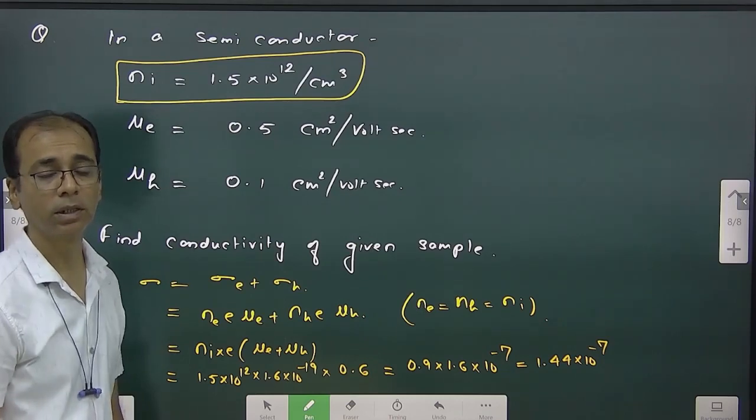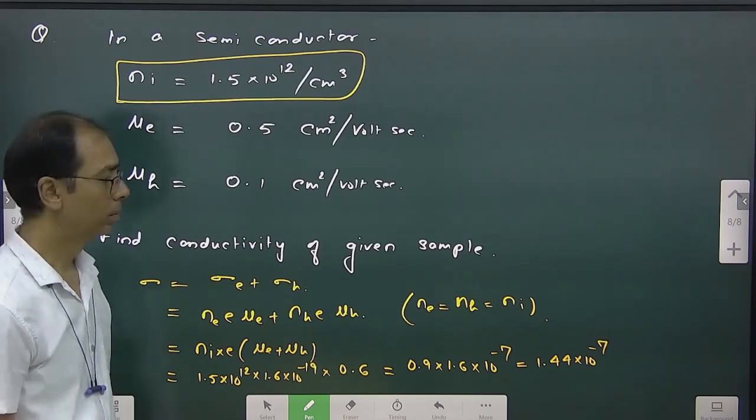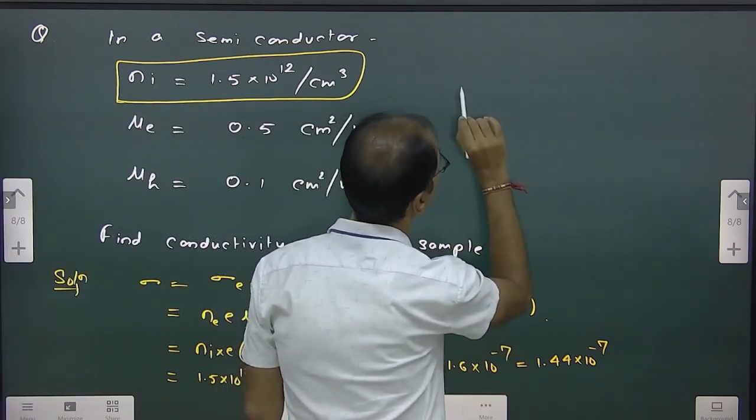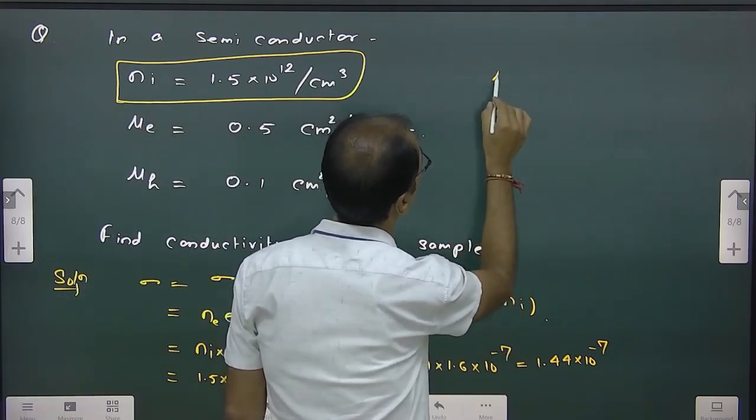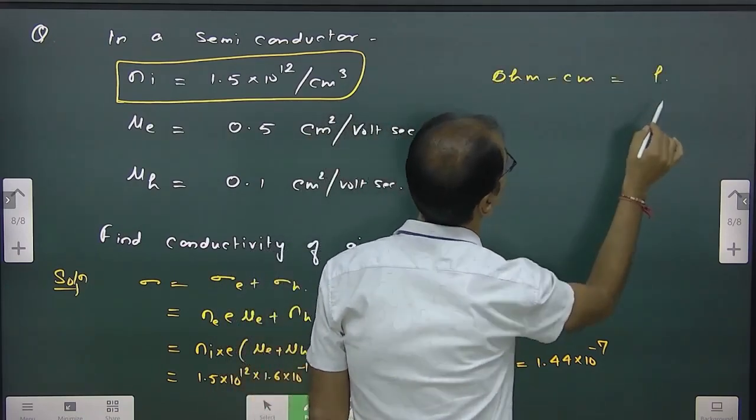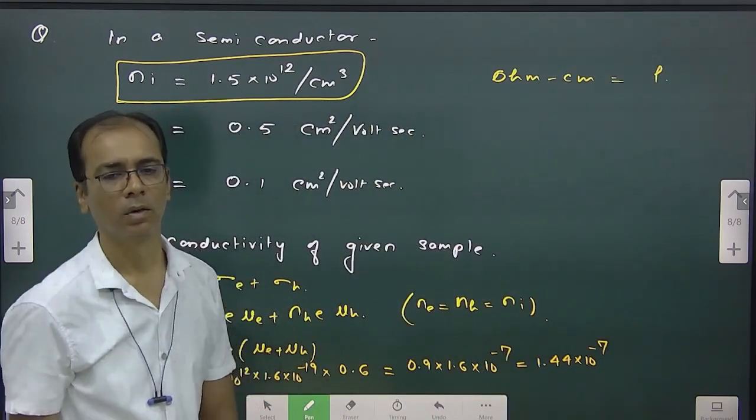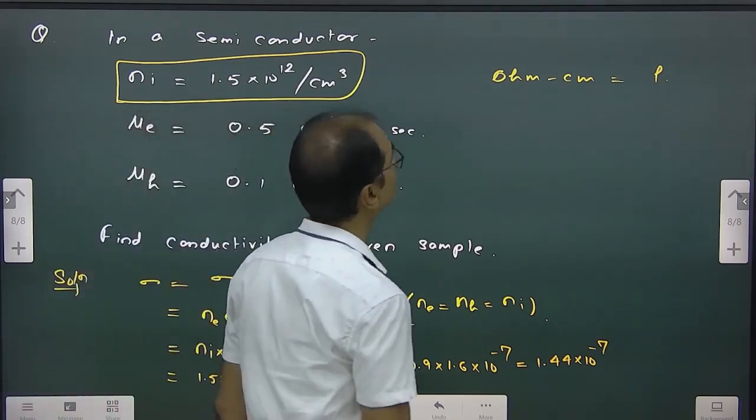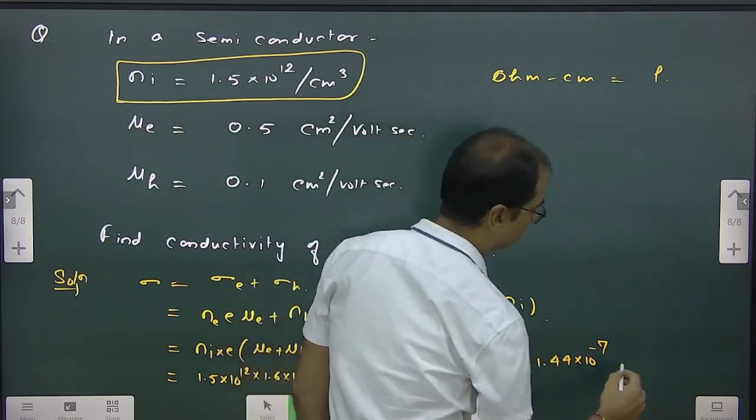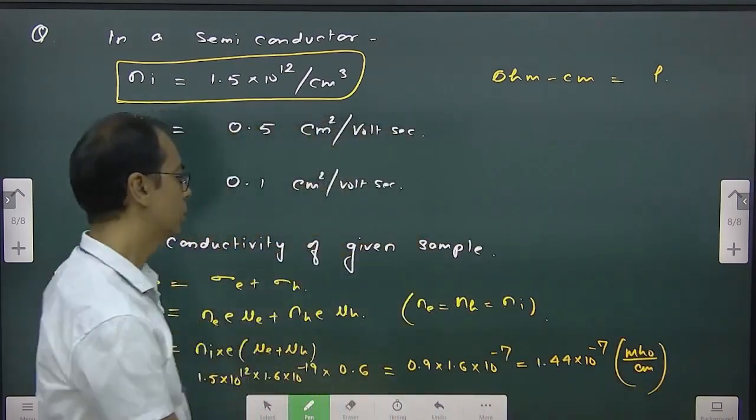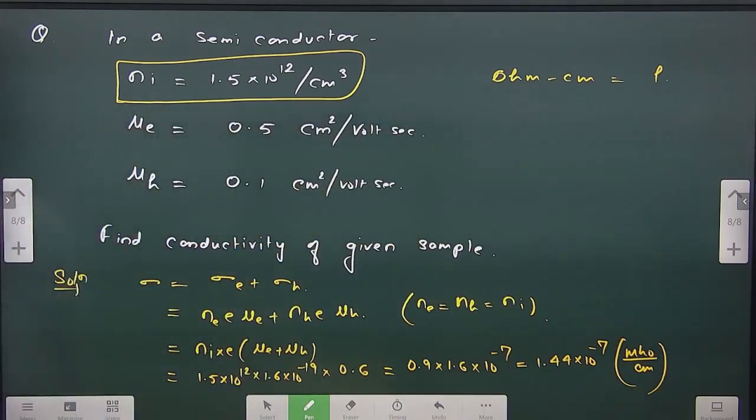Okay, it's a conductivity. So conductivity's unit is mho per centimeter, is it? What is resistivity's unit? Ohm centimeter. Resistivity is RA by L, ohm centimeter square by centimeter, so ohm centimeter. So conductivity is the inverse. Ohm inverse means mho. So mho per centimeter, that's the unit of conductivity. Note that one.